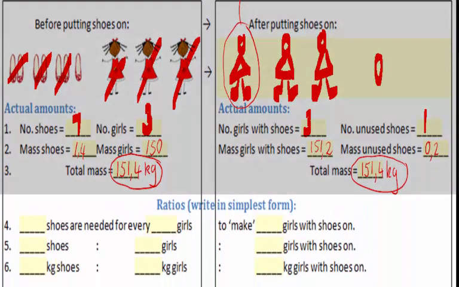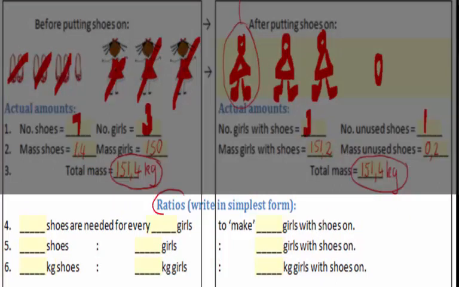Now let's rather look at the ratios. Ratios don't mean actual amounts. Ratios are relationships between things. In this case, between 3 things: shoes, girls, and girls with shoes. And we must give it in the simplest form. It doesn't have to be in the simplest form to be a ratio, but that's how we normally write it.